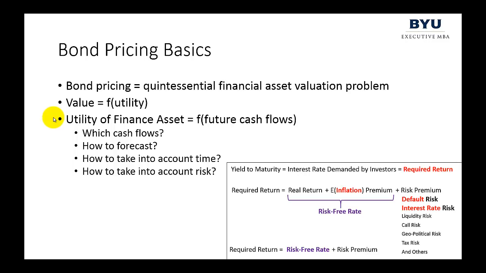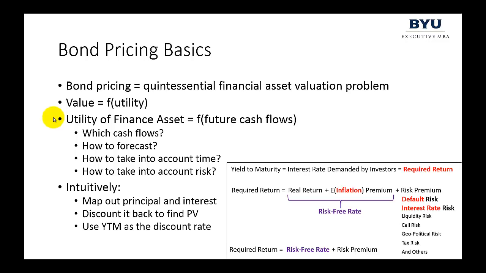The first question is, which cash flows should we use? The second question is, how do you forecast those cash flows? The third question is, how do we take into account time? And this is what we talked about in the time value of money lecture. And then the fourth is, how do we take into account risk? Now, I told you we were largely going to leave that subject till the last lecture of the semester, but we'll touch on it briefly here. Well, here's the short answer to all of those questions.